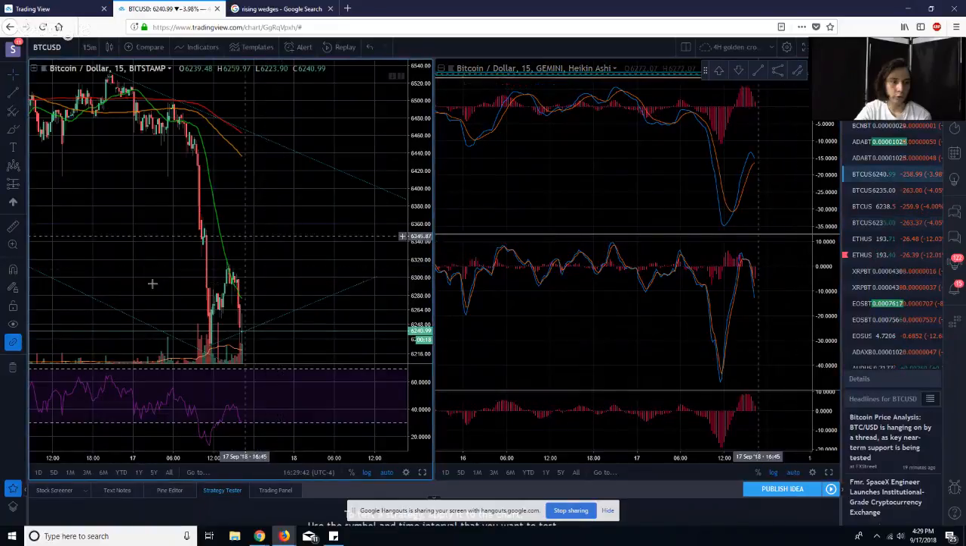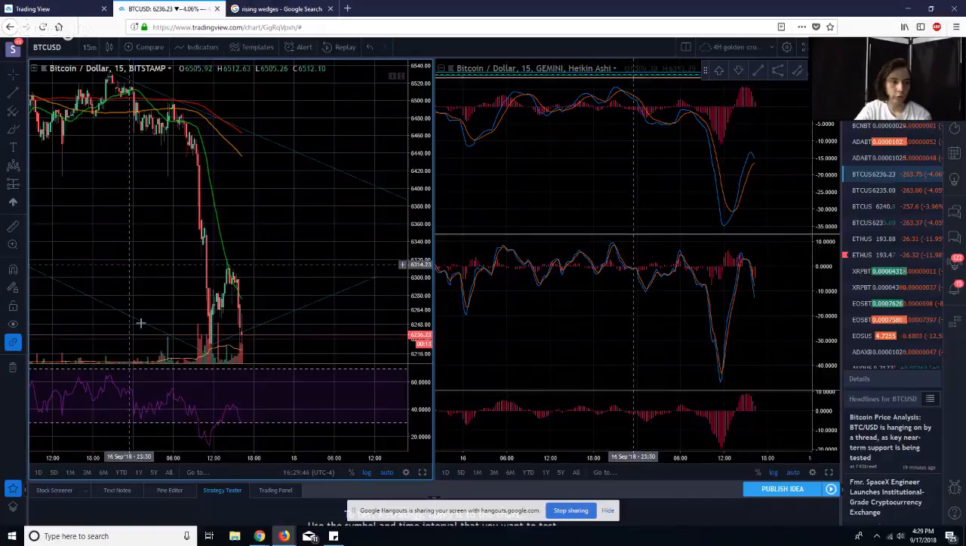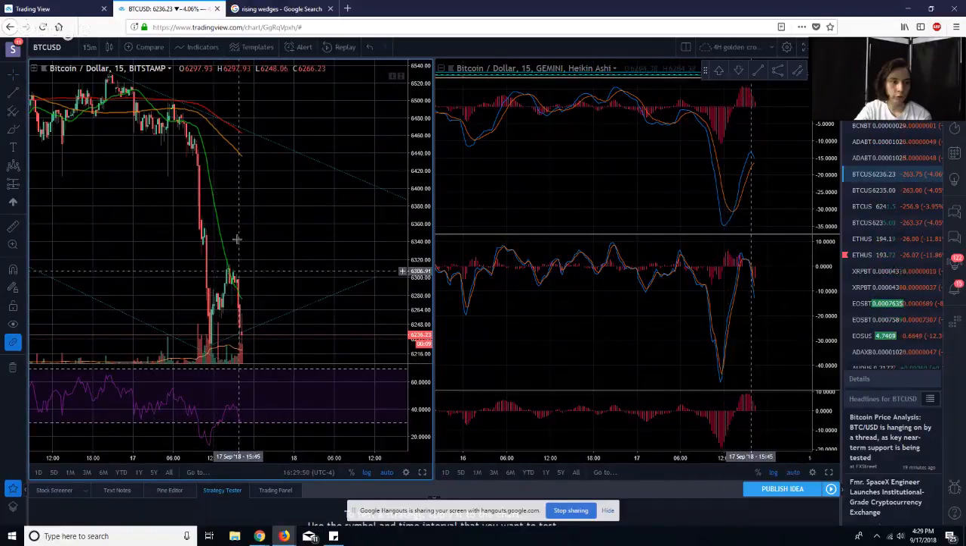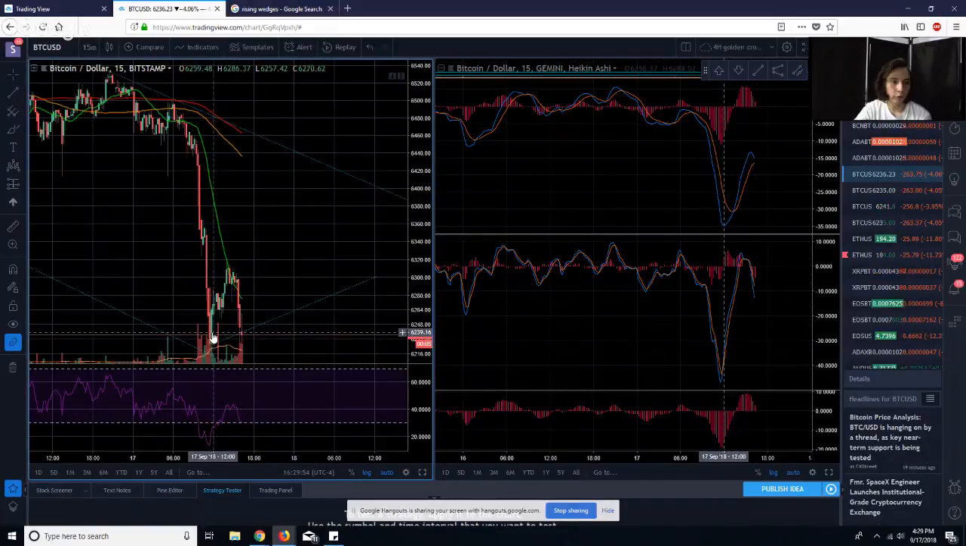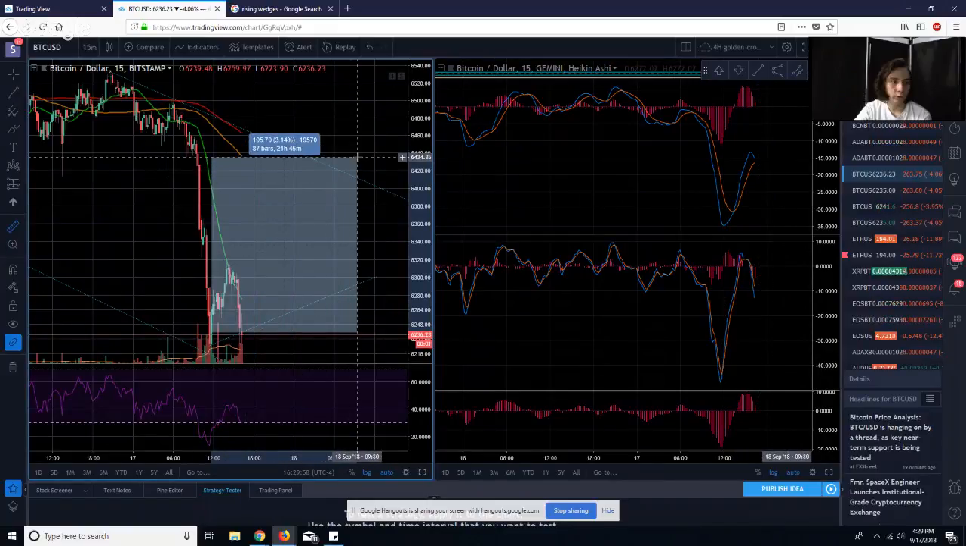So on this 15-minute chart, it's probably not the best idea to trade. There just isn't enough information. You're basically trading with the information that you have, and that's not a lot of information to go through.